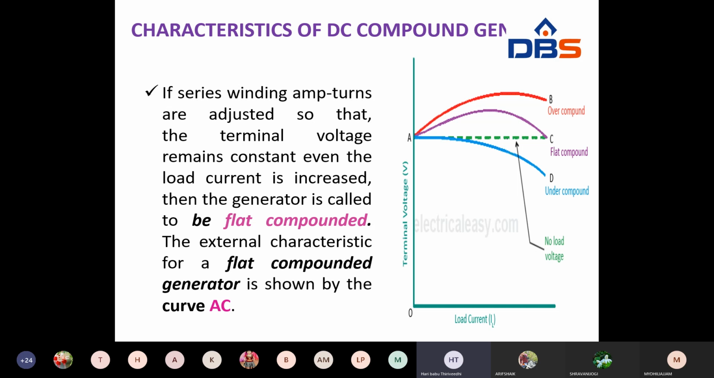Over compound is nothing but the voltage is more than the rated voltage. Then only we are getting the over compound generator characteristics. Suppose the voltage is less than the rated voltage, that is nothing but because of ohmic drop and armature reaction. So the voltage may reduce to less than the rated voltage. That is, AD is the under compound, AC is the flat compound, and AB is the over compounded.